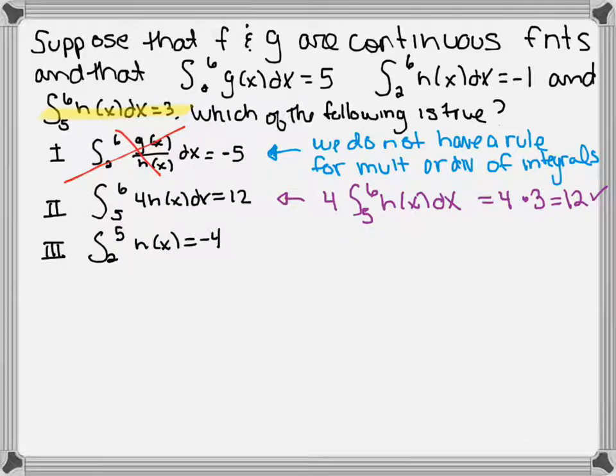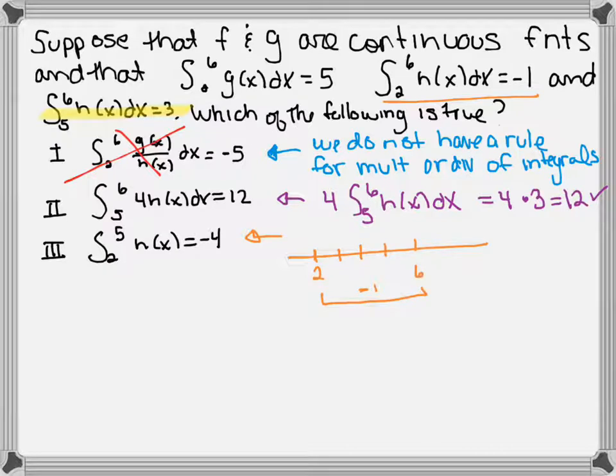The next one is we want to find the area under the curve between 2 and 5. Well, we don't have the area under the curve between 2 and 5 of h. We have between 5 and 6, and we have between 2 and 6. So we're going to do a number line and see if we can break this apart.